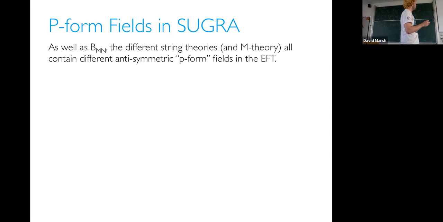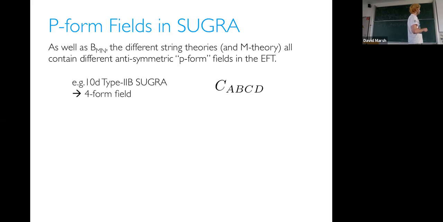They're all described in the low energy limit by supergravity with extra dimensions. And as well as this model independent thing, B_MN, the two-form, all the different string theories in M theory contain different anti-symmetric P-form fields in the effective field theory. So what are they? They're things with higher numbers of indices. For example, 10-dimensional type 2A supergravity has a 4-form field, a thing with 4 indices.